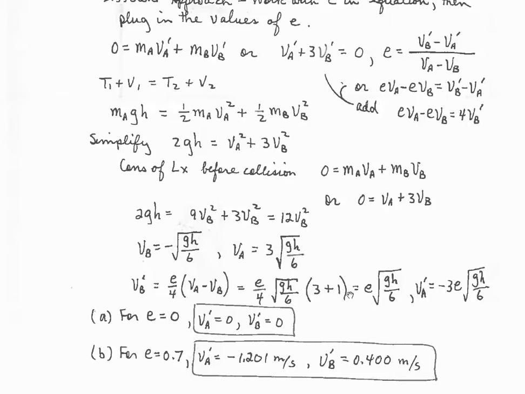This is the way it works out in the equations. So when you put in e equal to 0 into these two equations, you get each one having a 0 velocity. And when you put 0.7 in, you'll get v_A prime equal to negative 1.201 meters per second, and v_B prime will be equal to 0.400 meters per second.